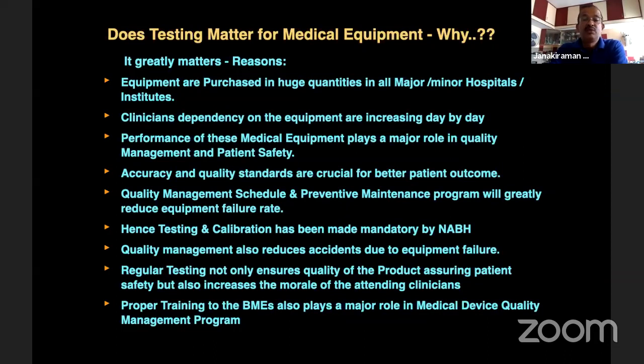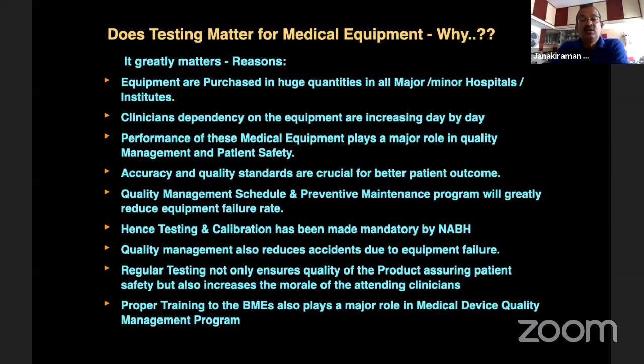Quality management also reduces accidents due to equipment failure. This is the major one. In an ICU, ventilator failure results in immediate death of a patient. In an OT theater, anesthesia gas machine failure leaves the patient in a coma and they die later. So quality management is very important for critical medical equipment.